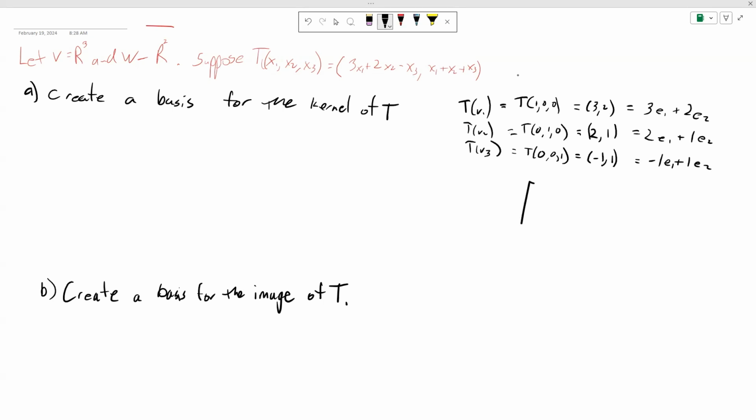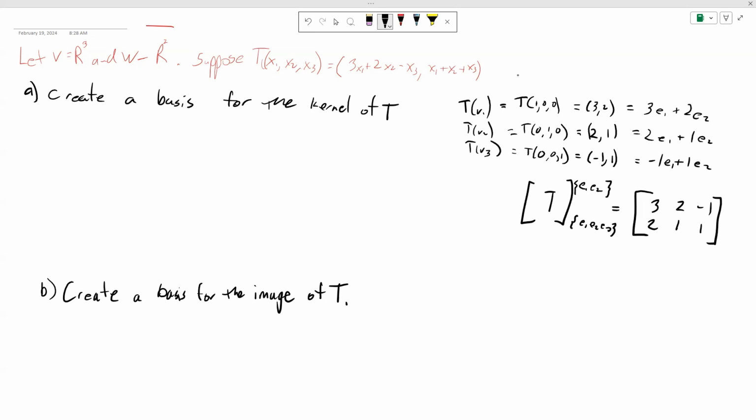So this gives me that T, from E1, E2, E3, represented using E1, E2, is equal to the matrix with columns 3, 2, 2, 1, -1, 1. That gives me my matrix representation.